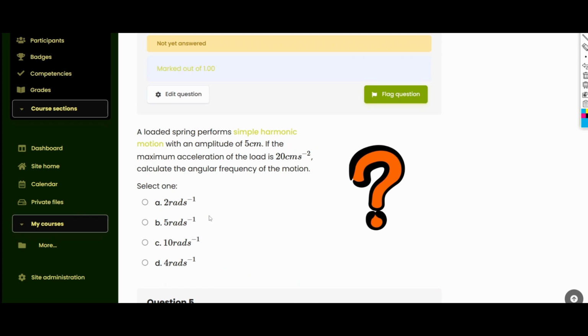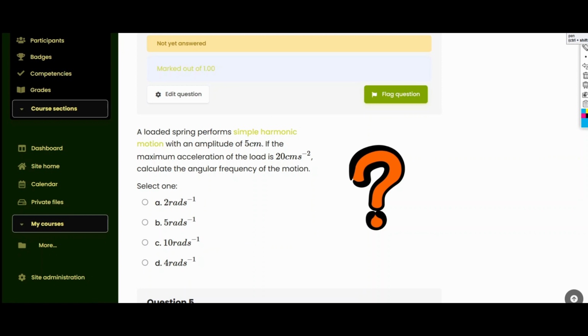So the fourth question says, a loaded spring performs simple harmonic motion with an amplitude of 5 centimeters. If the maximum acceleration of the load is 20 centimeters per second square, calculate the angular frequency of the motion.